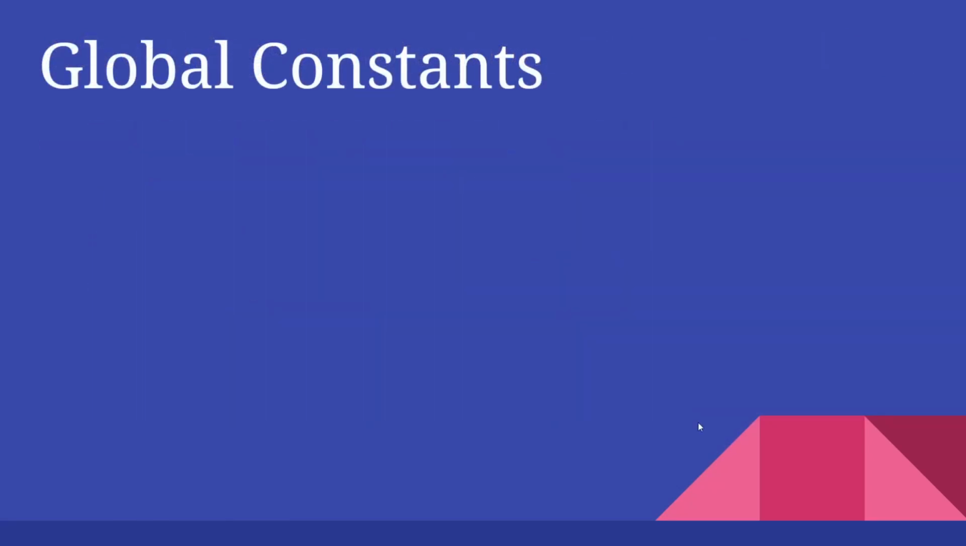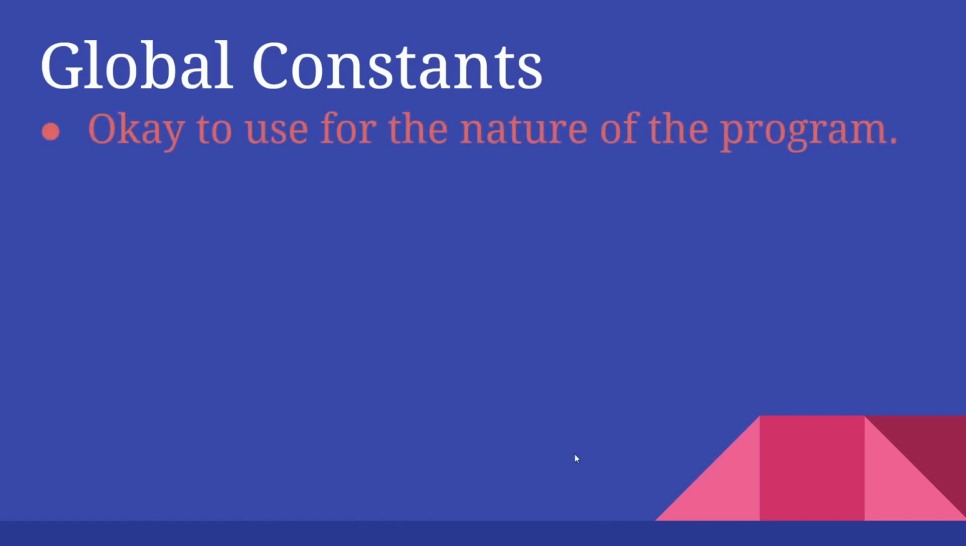So let's talk about global constants really quick, right? So we said before that to try to restrict the use of global variables as much as we can, but there may be times where we may want to use global variables, right? And this is where global constants can come into play. Now, for the most part, global constants are okay to use in regards to the program you may be writing, right?